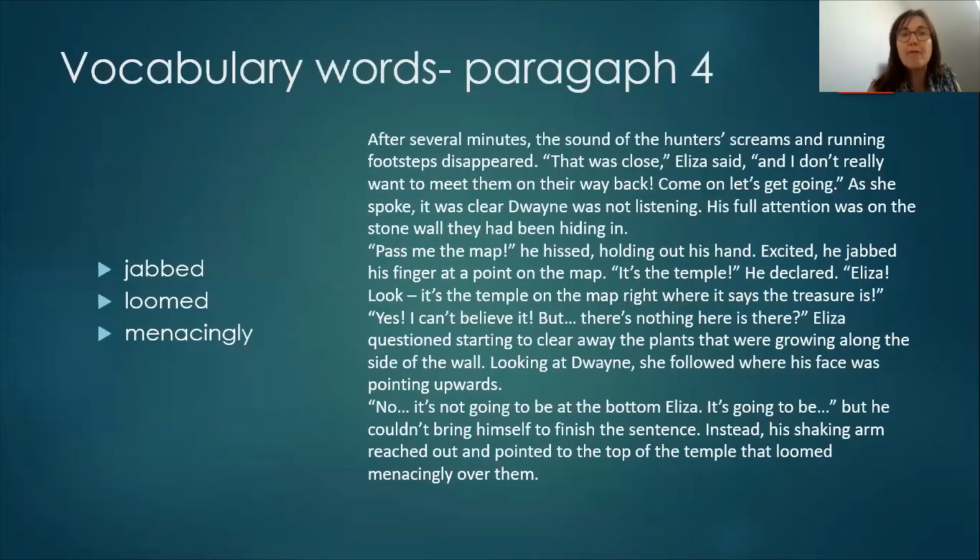Moving on to paragraph 4. Again, write the words down. Jabbed, loomed, and menacingly. Try and work out the word class. Like with jabbed, it ends in the ed. It's a verb. So in brackets after it, write verb. Loomed, again, ends in the ed.